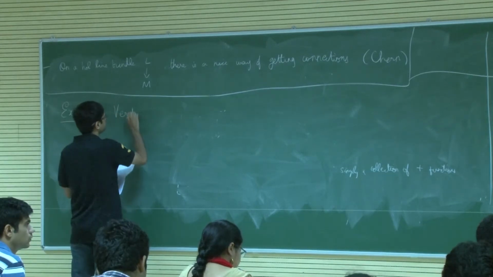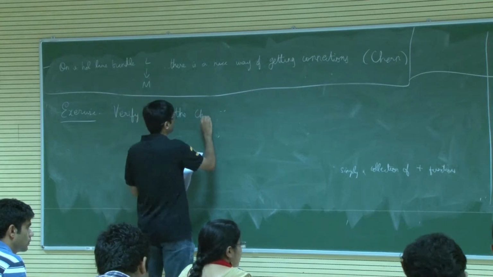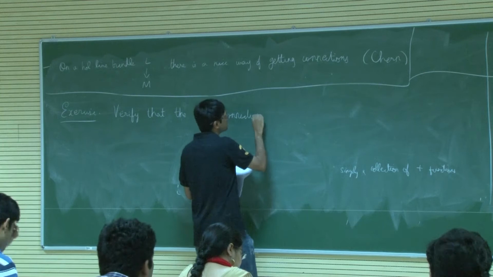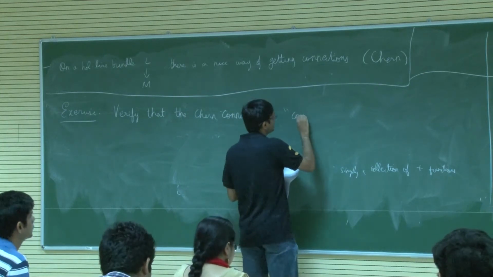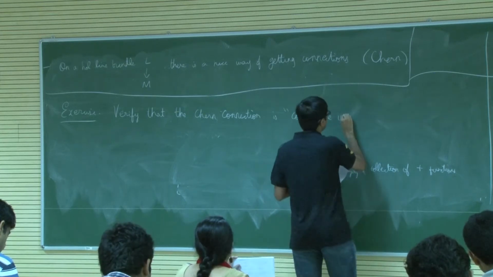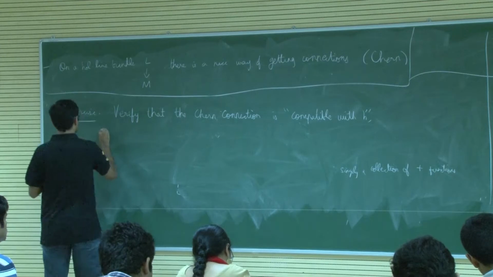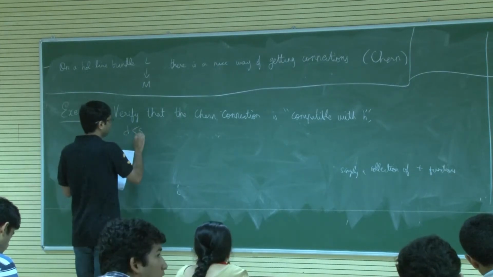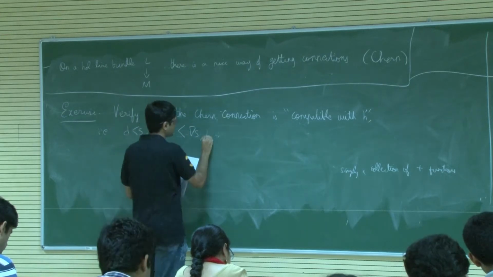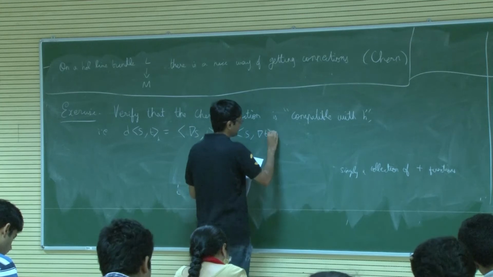Verify that the Chern connection is compatible with the metric. What does that mean? That's what I'm going to say. With the metric, that is, d of the inner product of s and t is nabla s, t plus s, nabla t.